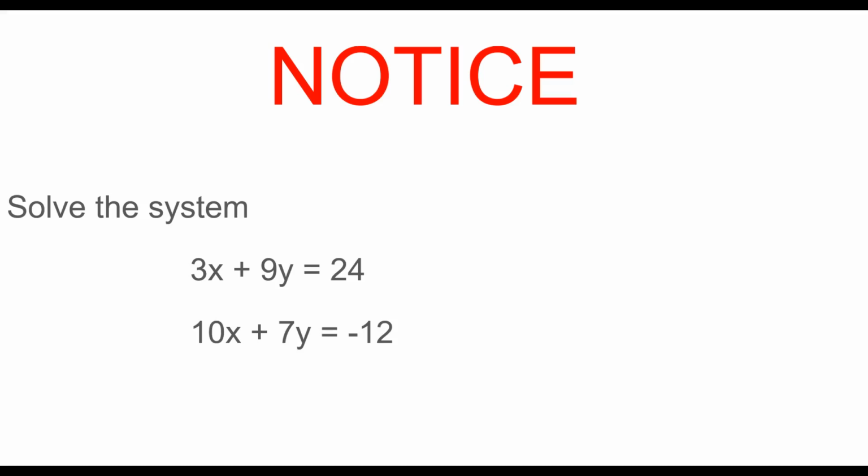Welcome to part 2 of solving systems of equations using elimination and all methods. Notice the system below. Maybe even pause the screen and decide, okay, can I put that 3 into a 10, or can I get 9 into 7, or do they have any common factors? And the answer here is no. So in this case, we're going to have to multiply both equations by a number and sometimes even a negative.